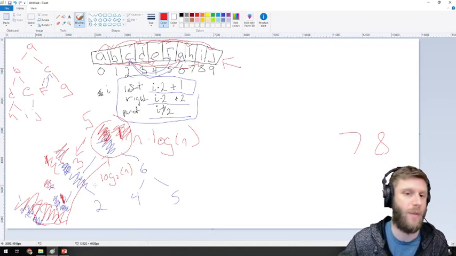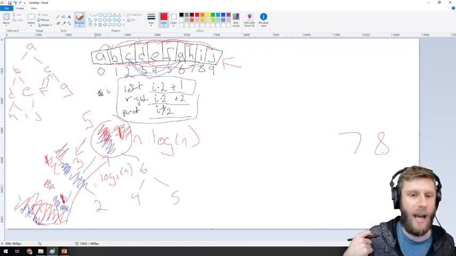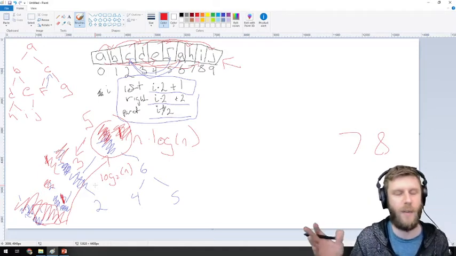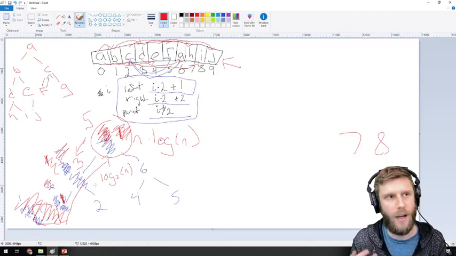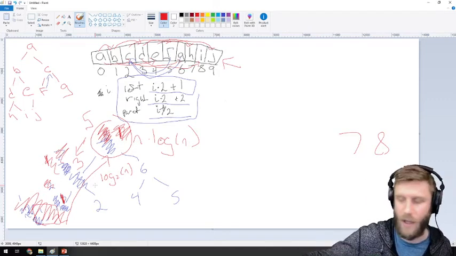And again, how many things do we have to take out of the heap? N. How far could it possibly have to bubble down? Well, log base 2 of N. So heap sort, that's another N log N algorithm.